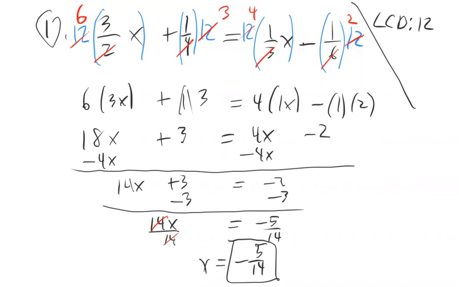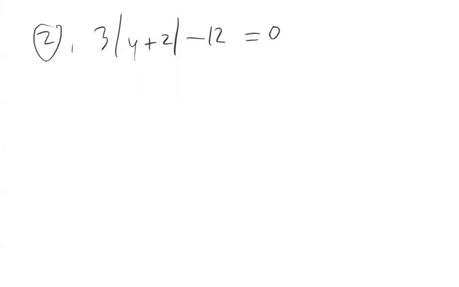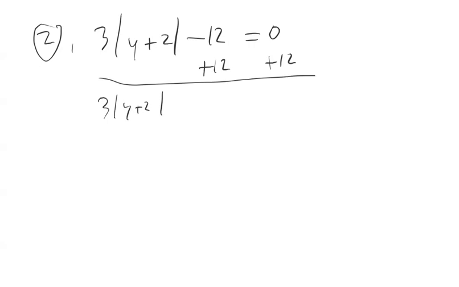Now let's go ahead and look at another example problem for your test review. And this one is problem 2. So problem 2 says 3 absolute value of y plus 2 minus 12 equals 0. So now I'm going to add 12 to both sides. Our goal is to get the absolute value by itself. And then, well, 3 absolute value of y plus 2 equals positive 12.